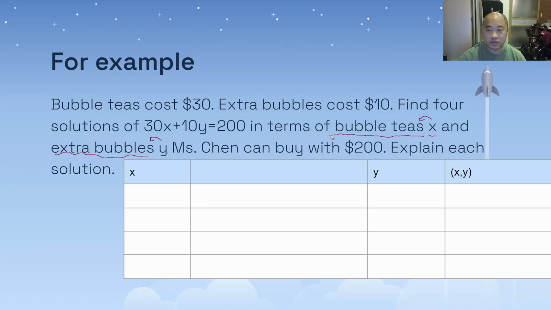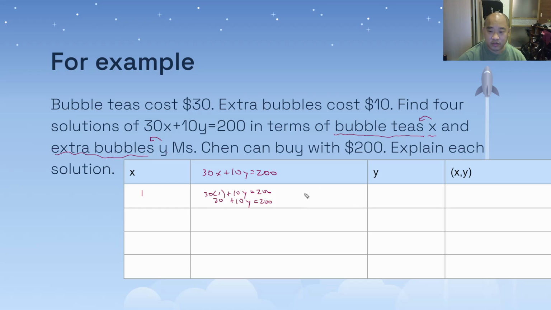So find the 4 solutions where bubbles is X and extra bubbles is Y, that Miss Chen can buy with $200. Explain each solution. So if X is the bubble teas, if she buys one bubble tea, then how many bubbles can she buy? How many extra bubbles can she get in that one tea for $200? So that's what we're going to find out. 30X plus 10Y equals 200. So this will be 30 times 1 plus 10Y equals 200, which is 30 plus 10Y equals 200.